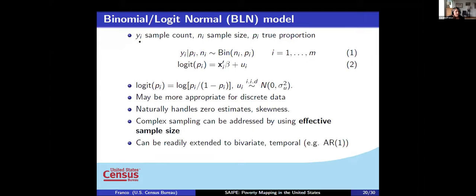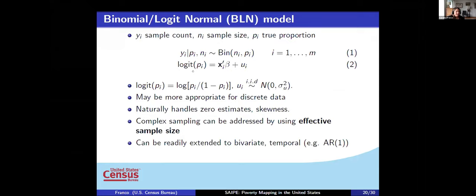So notice here, Yi is the sample count, Ni is the sample size, and Pi is the true proportion. So Yi given Pi and Ni is binomial, and then this Pi gets a logit transformation because it's a proportion, and then you have the regression function and the model error. So potentially this may be more appropriate for discrete data. It naturally handles zero estimates and skewness.